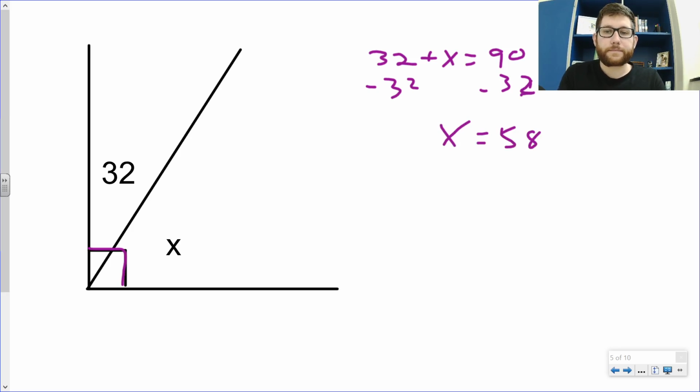All right? It's not that complicated. That's all we're doing here. With complementary angles, we're going to see they add up to 90. We're going to subtract from 90, and we call it a day. So vertical angles are equal. Complementary, we're going to subtract from 90.